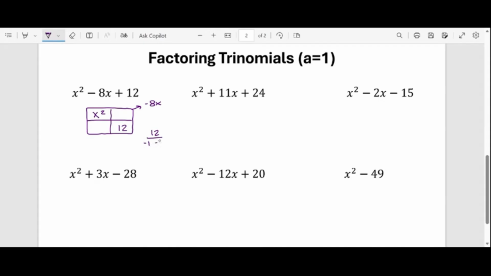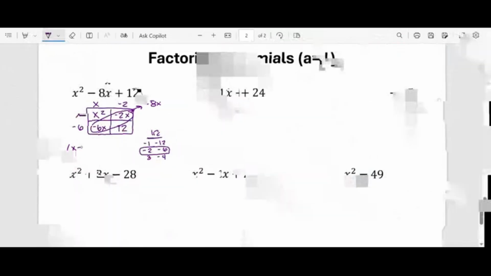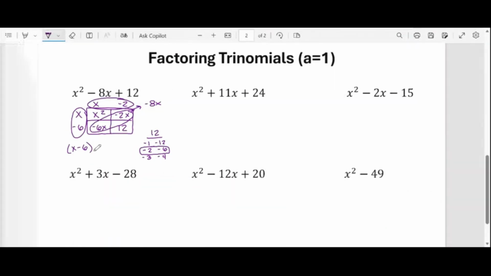So this could be -1 and -12, -2 and -6, and -3 and -4. -4 we already have, so we can stop there. We're going to look and we see that -2 and -6 multiply to +12, and they'll add up to my -8. So we could have the x and x here. We'll do a -2 and a -6. This will give us -2x and -6x, and they add up to -8x, so we did it correctly. Our factor will be x minus 6 times x minus 2.